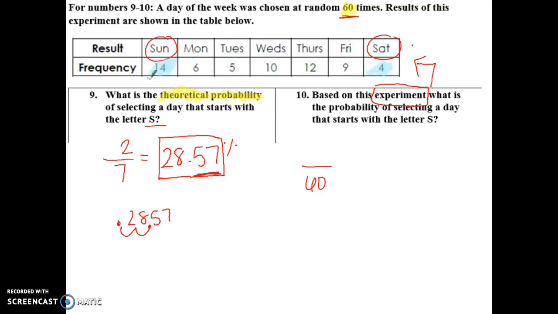Here I've highlighted both of the days that start with the letter S. Here it landed 4 times. Here it landed 14 times. So I'm going to add those up. 14 plus 4 gives me 18 out of 60, which I think is 30%. Okay, that's it. Theoretical, do not worry about these numbers. However, when experimental comes around, then you can go ahead and worry about those numbers.